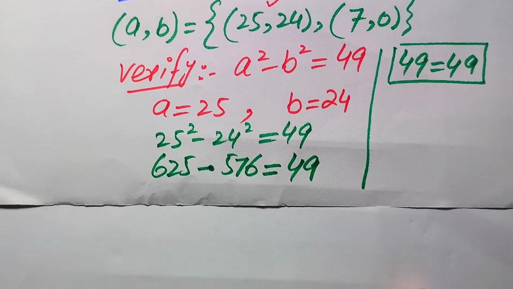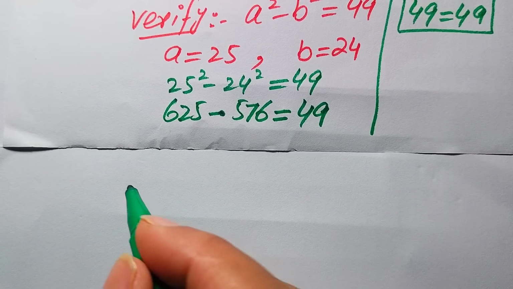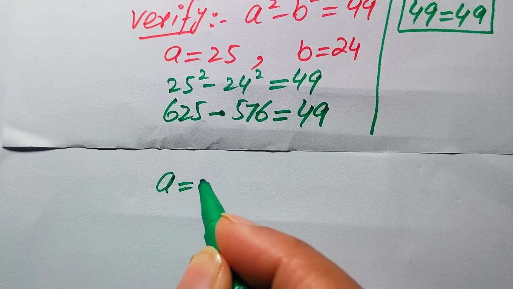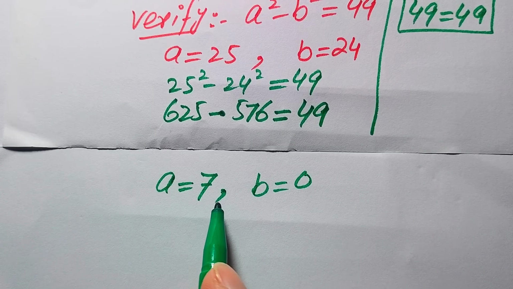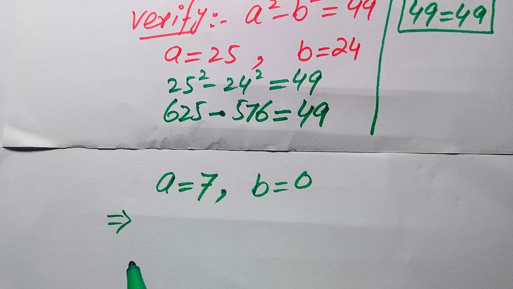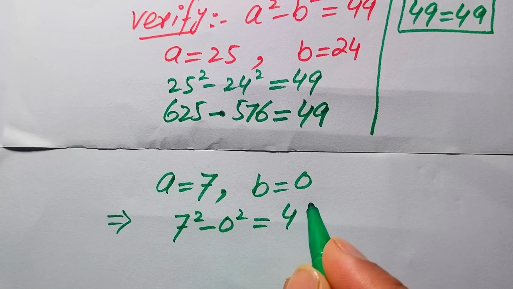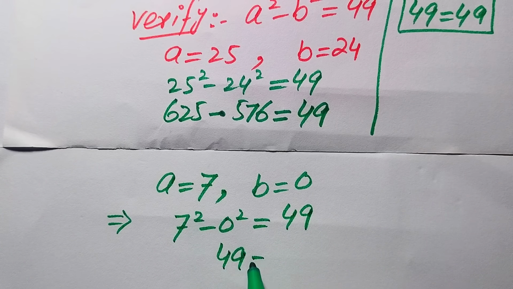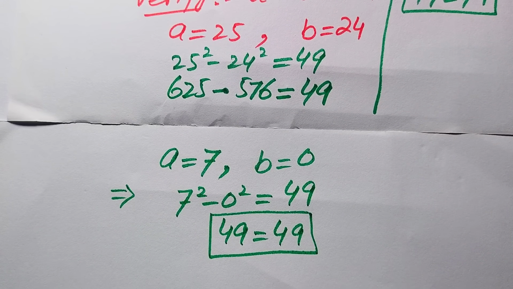And now in the same pattern we need to verify the second values of a and b, and here we choose a equals 7 and b equals 0, and we substitute these two values into the given question statement, and it becomes here 7 square minus 0 square equals 49, and you clearly see here 49 is equal to 49. This shows that the second solution also satisfies our given question statement, and both of the solutions satisfy our given question statement. And this is the final answer.